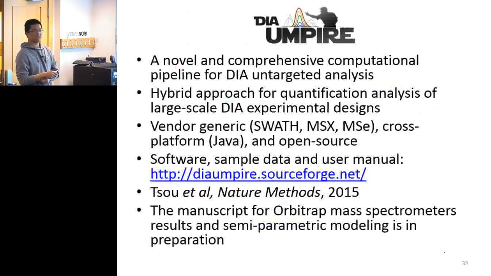So the conclusion of this whole presentation is that we have this pipeline for DIA analysis without using a spectral library, and it's not only for one type of DIA analysis, because right now people are trying different DIA analysis using different isolation windows or different hybrid methods. This is a Java program and it's open source. We have the sample data and user manual on this website, and also the new result for OrbiTrap, and the semi-parametric is in preparation.